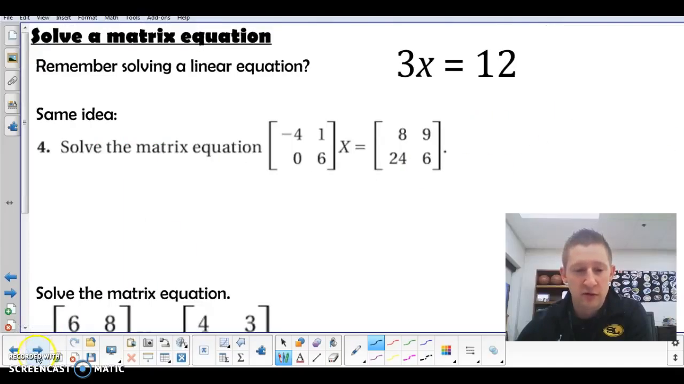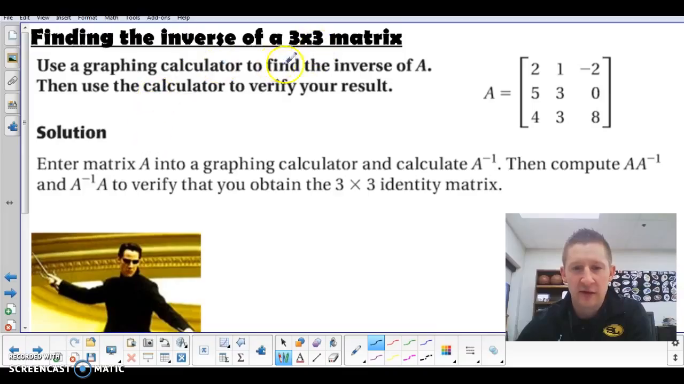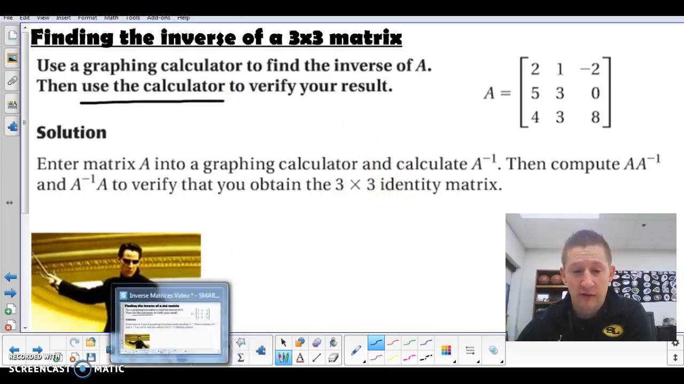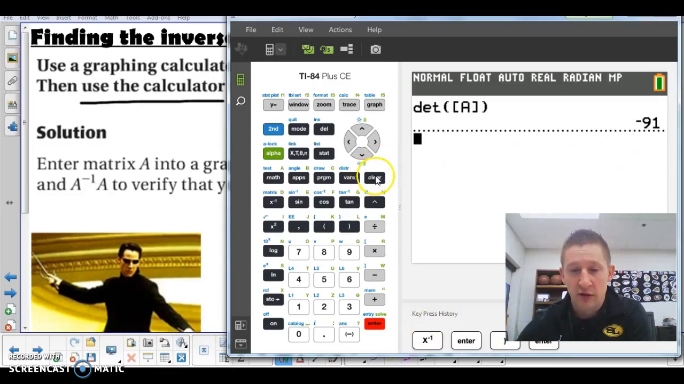If I was going to find the inverse of a 3 by 3 matrix, that process to do by hand is very, very tricky. Pretty much impossible. You wouldn't want to bother with it. So instead, you're going to use your calculator. You could use your calculator to find the inverse of a 2 by 2 or a 3 by 3 matrix. We'll show you how to do that.